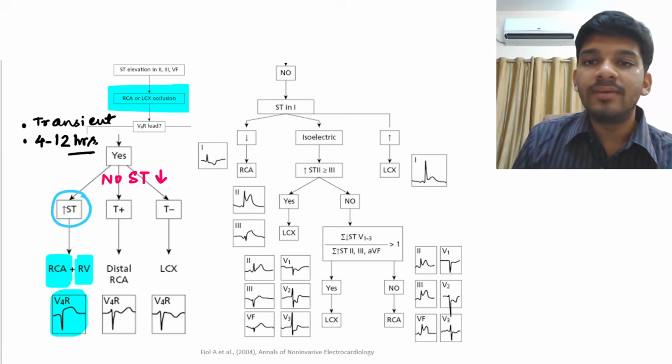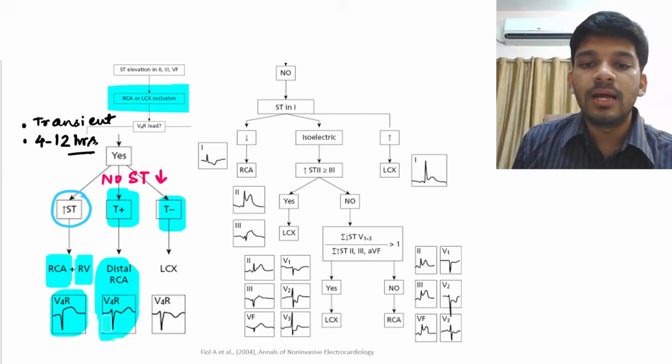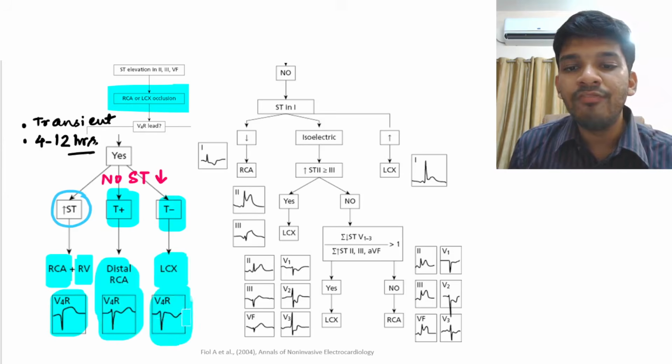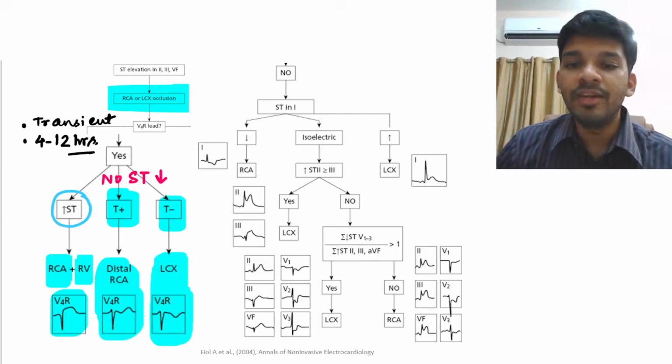How do you decide? You decide whether T waves are inverted or upright. If T waves are upright, it is a distal RCA occlusion. If T waves are inverted, it is a left circumflex occlusion, because in this case there is a reciprocal T wave inversion.